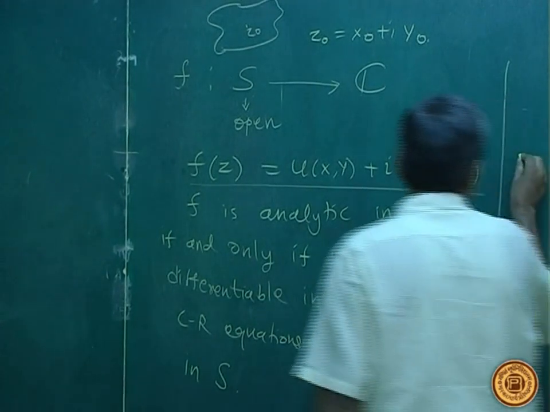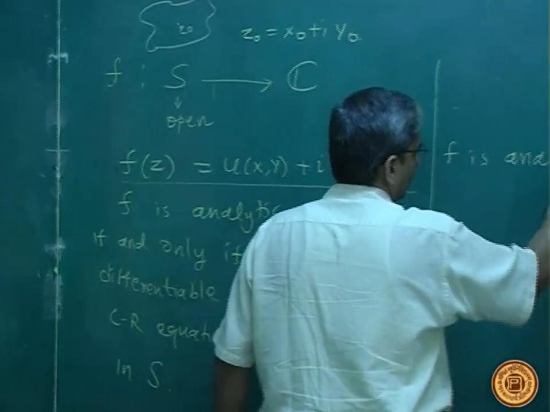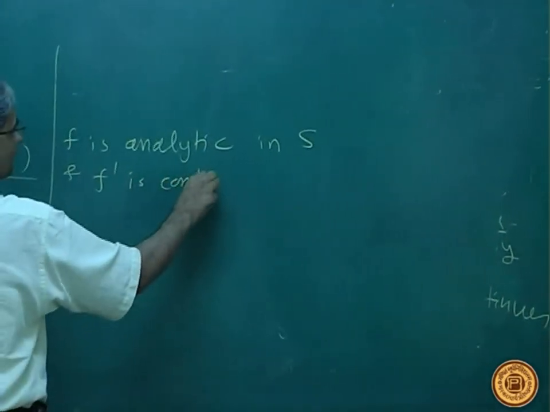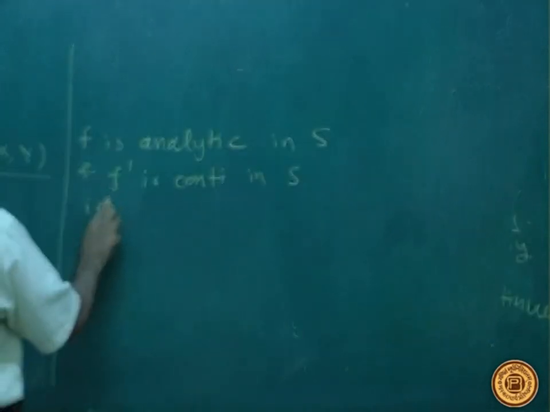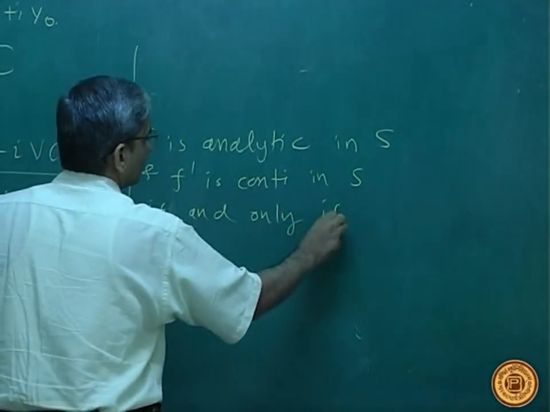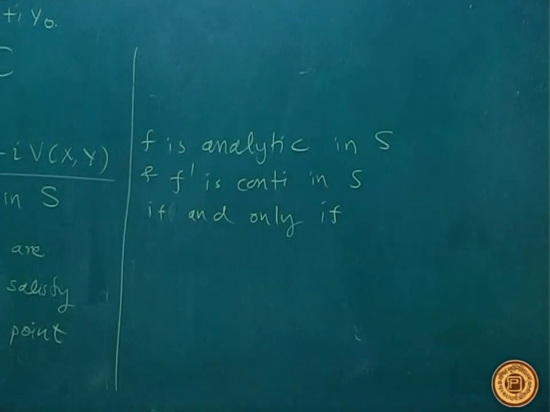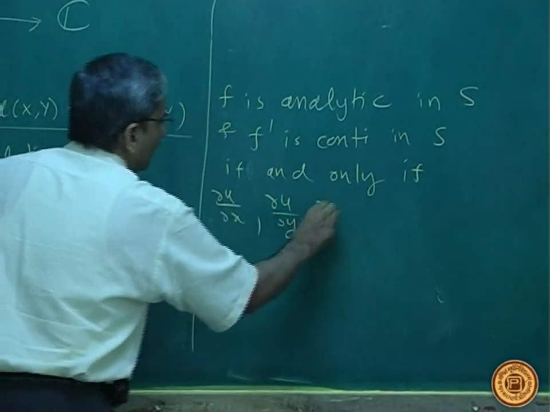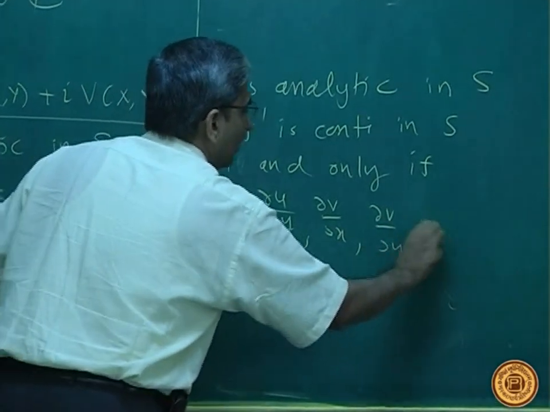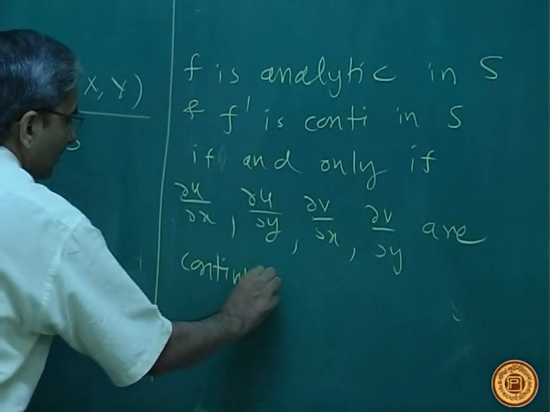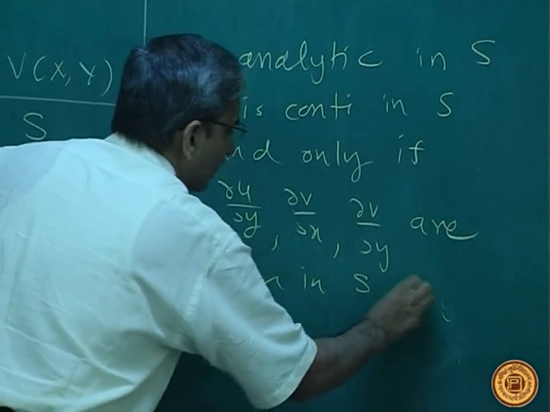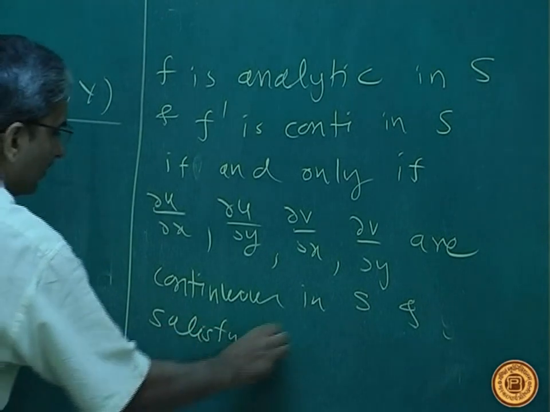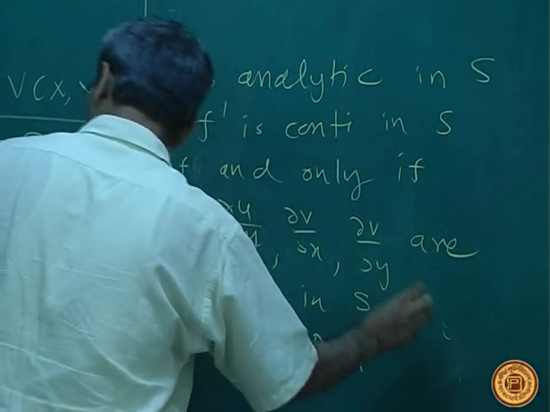Okay. So f is analytic in S and f dash is continuous in S if and only if the partial derivatives ∂u/∂x, ∂u/∂y, ∂v/∂x, ∂v/∂y are continuous in S and satisfy Cauchy-Riemann equations in S. In S means at every point in S.